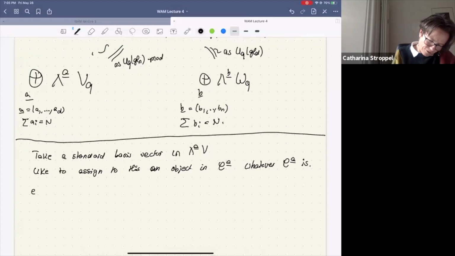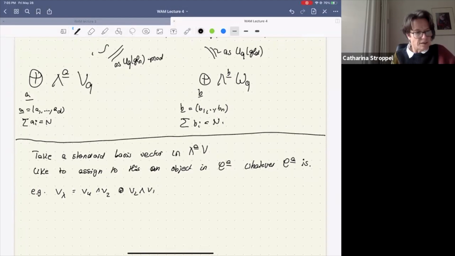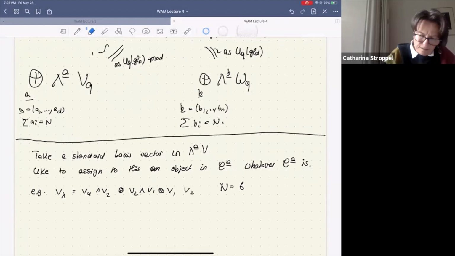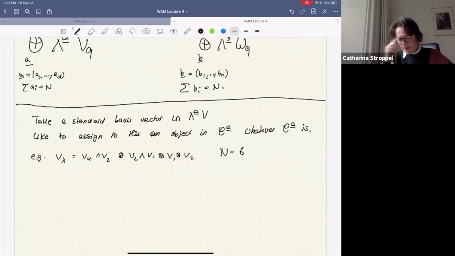Okay, let's try to do an example. So I want to take V and I call it V lambda. This is V4 wedge V2 tensor V2 wedge V1 tensor V1 wedge V2. So my N in this case is 6, I guess. And I want to put the tensor at the end. Okay, so my little n, it doesn't matter. You just have to make it big enough so that you have at least n equals 4.